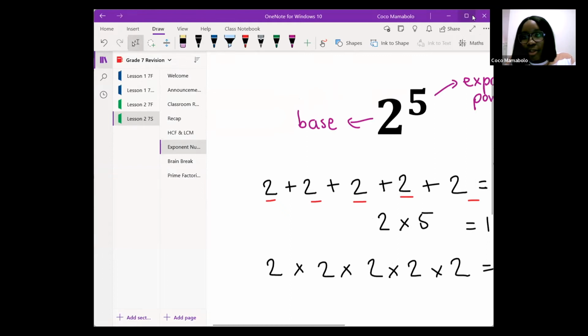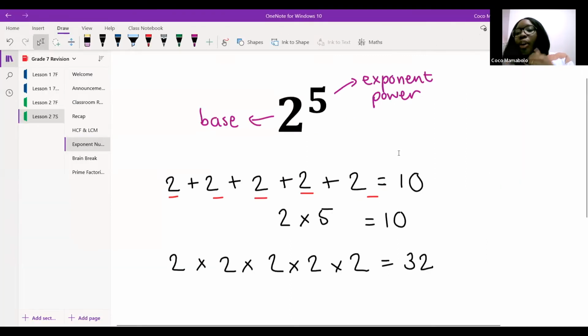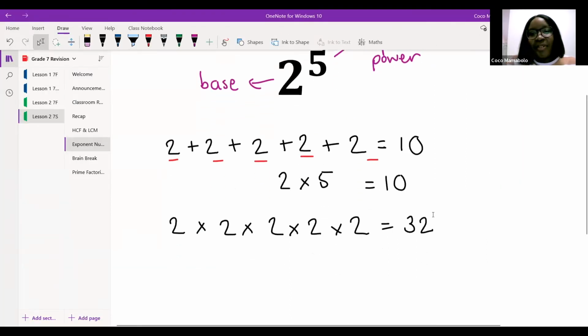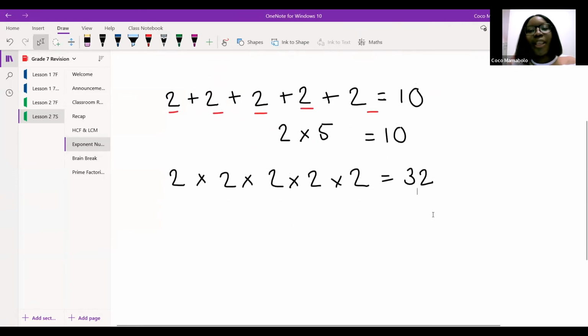I think I made my screen smaller and I should not have. There we go. All right. Yes, Bulela, you're rushing a little bit.